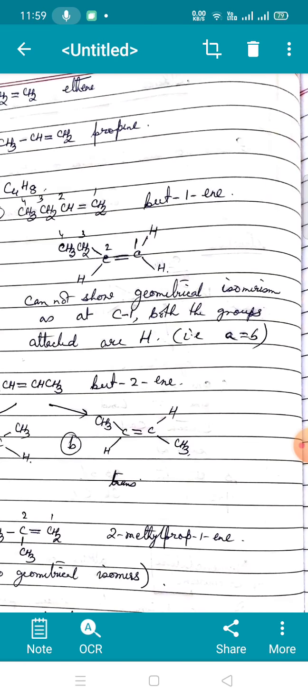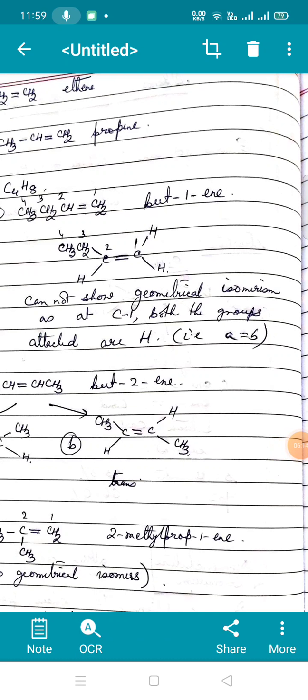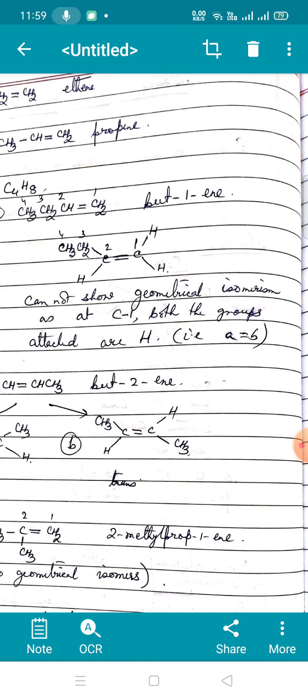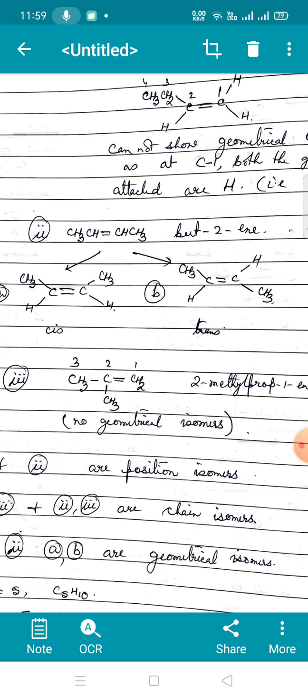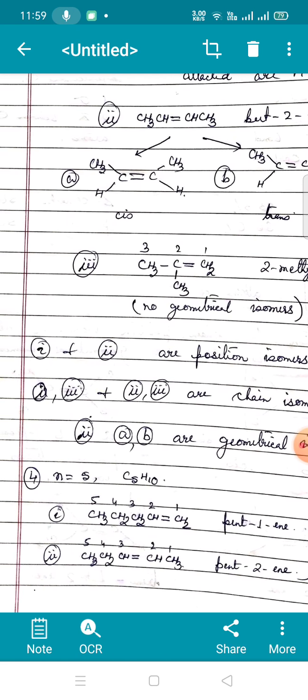Whereas carbon 1 and carbon 3, if you check, structure 1 is but-1-ene, and structure 3 is 2-methyl-prop-1-ene. So one is but, the other one is prop. So they differ in chain length. So 1 and 3 and 2 and 3, they are chain isomers. And in structure 2, in addition to position and chain isomerism, they also exhibit geometrical isomerism.